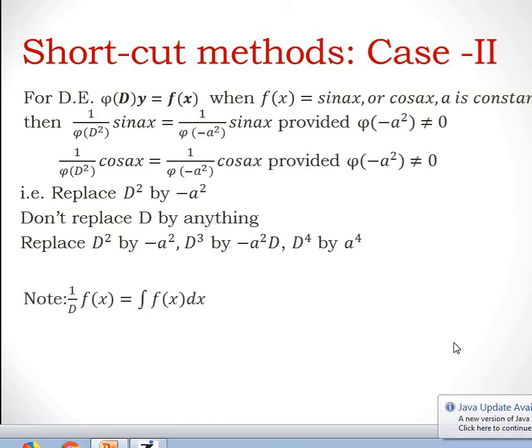One note here: 1 upon D f of x equals integration of f of x dx. So 1 upon D is nothing but the integration of that function.